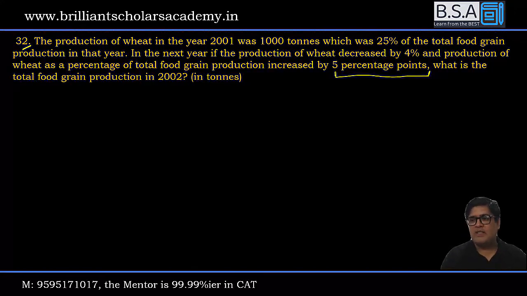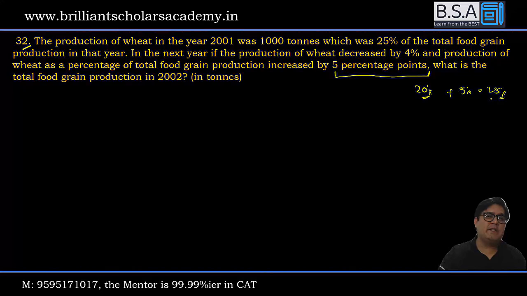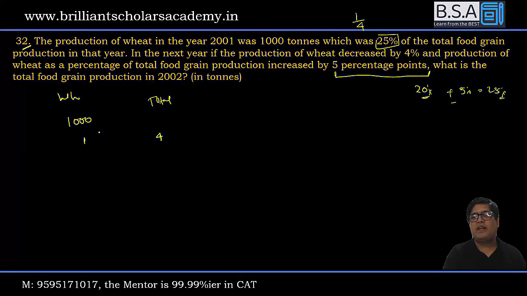What are percentage points? Let us say right now you have 20% of something. You want 5 percentage points more, मतलब ऐड कर देना सीधा, percentage point more, percentage point less, सीधा plus minus कर, that is percentage points. So wheat was 1000 ton. What is 25%? 25% is 1 by 4. So wheat is 1, total food grain is 4. So wheat is 1000, total must be 4000.